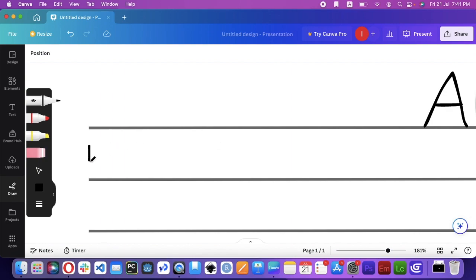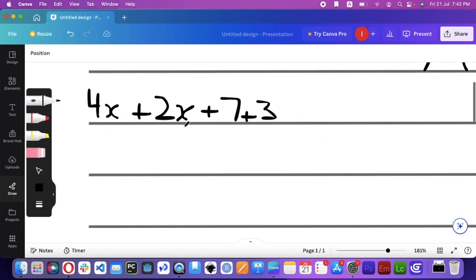So, let me give a simple algebraic expression. 4x plus 2x plus 7 plus 3. In algebra, if the variable parts of any numbers are the same, you can add them. Like, you can add 4x and 2x, but you can't add 4y with 2x, and you can't add 4xy to 2x. Anyways, 4x plus 2x, 4 plus 2 is 6, so it's going to be 6x. Then 7 plus 3, which is 10. 6x plus 10. That's the answer.